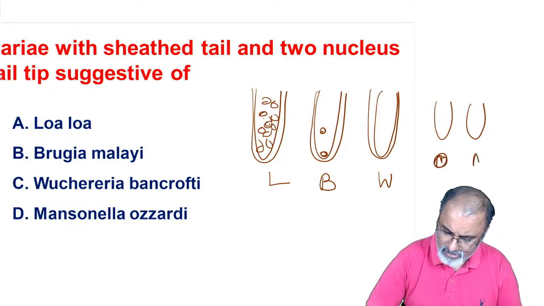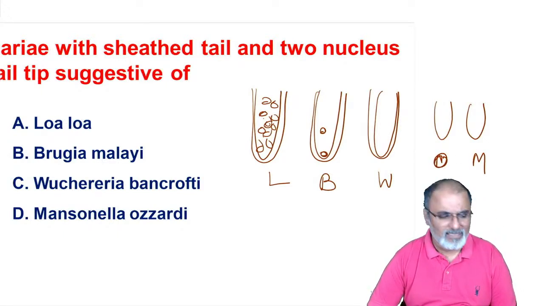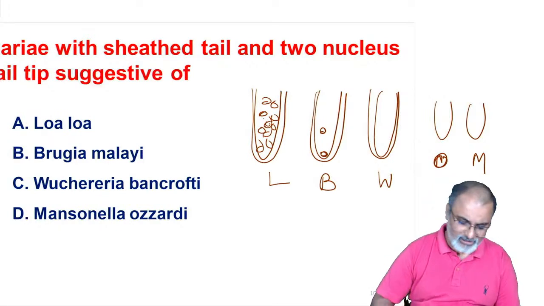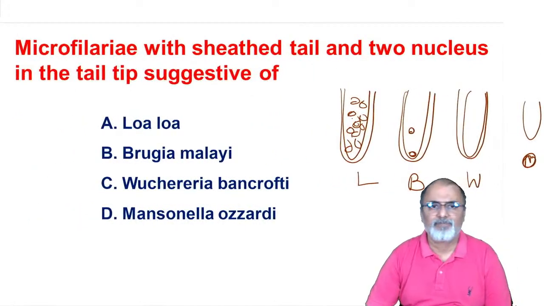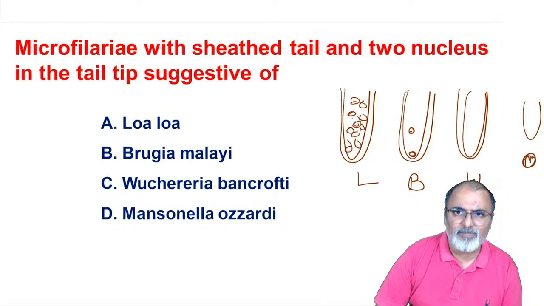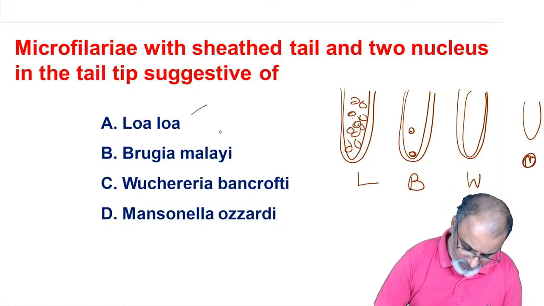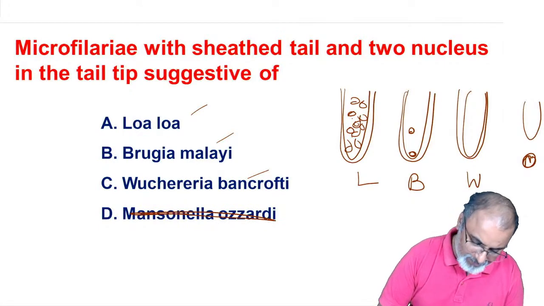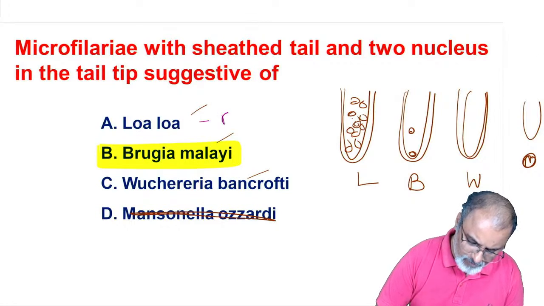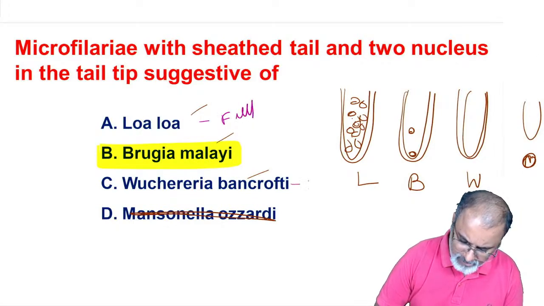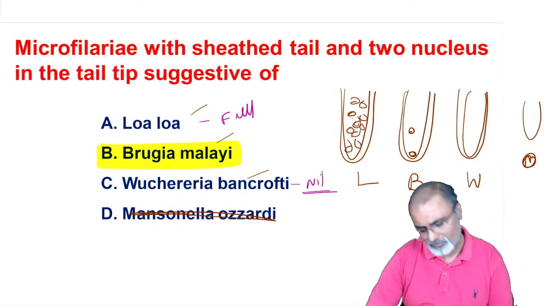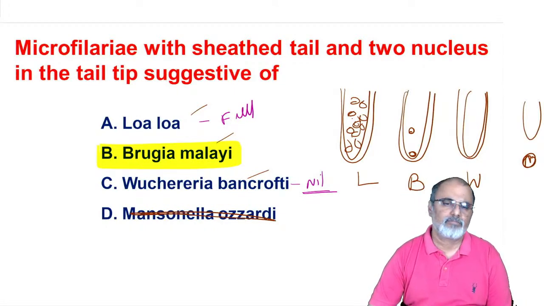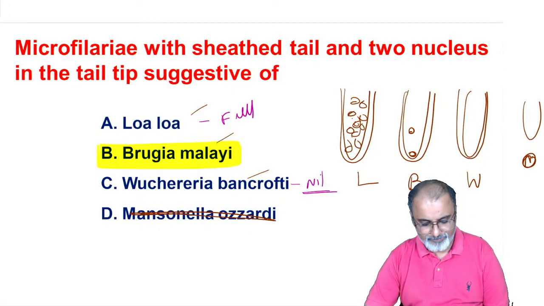Mansonella, Onchocerca: no sheath, no nuclei. Easy to remember. You need to know this. Just recollect the theory part. So sheathed ones: LBW sheath. Two nuclei is Brugia malayi. Because Loa loa is full of nuclei. Wuchereria, nil, no nuclei. Loa loa, full. Wuchereria, nil.